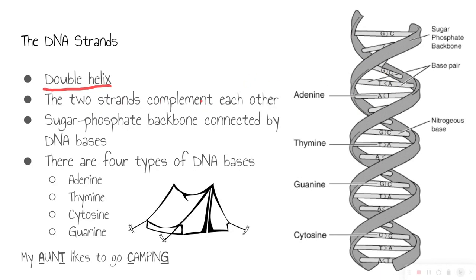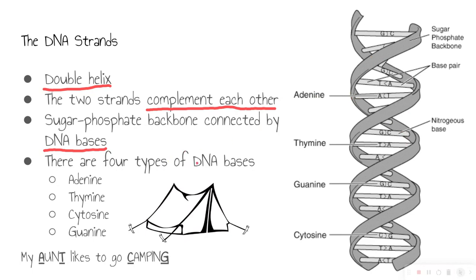And these two strands are complements of each other. So they are not identical. These two strands are going to complement each other, and we're going to see what that means in just a second. Alright, so we have our sugar phosphate backbone right here. We're going to have two of them, and they're going to be bound by DNA bases. These DNA bases are going to be connecting our sugar phosphate backbones.